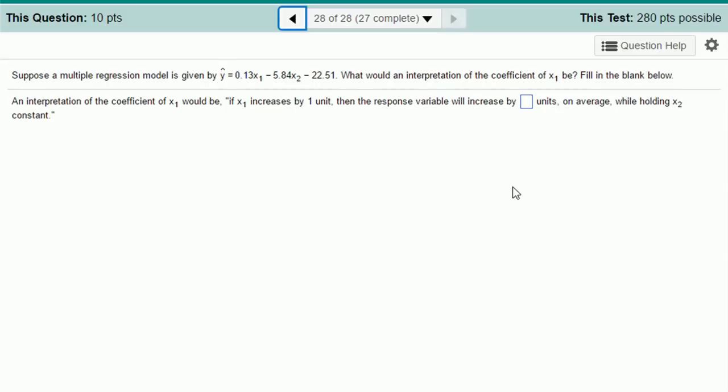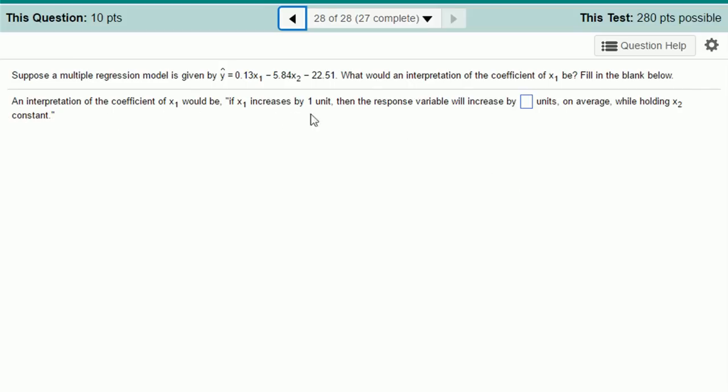Great. Suppose a multiple regression model is given here. What would an interpretation of the coefficient of x1 be? Fill in the blank. So if you have a multiple regression model, you have multiple different explanatory variables, x1, x2, maybe x3, so forth. The slope of any one of them is how much would you expect on average for the response to change for a 1 unit increase in that explanatory variable if you kept the other explanatory variables constant.